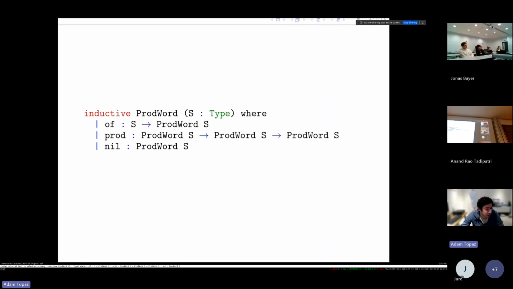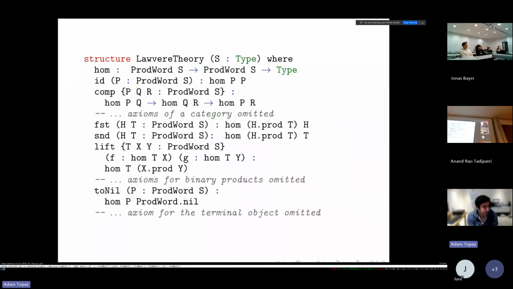So finally, let me write down for you the definition of the Lawvere theory using this approach. Once you make the change from multisets to this prod word inductive type, you just follow your nose and write down the naive definition. In other words, a Lawvere theory on S is a structure which contains some type of morphisms between any two such elements of this inductive type.